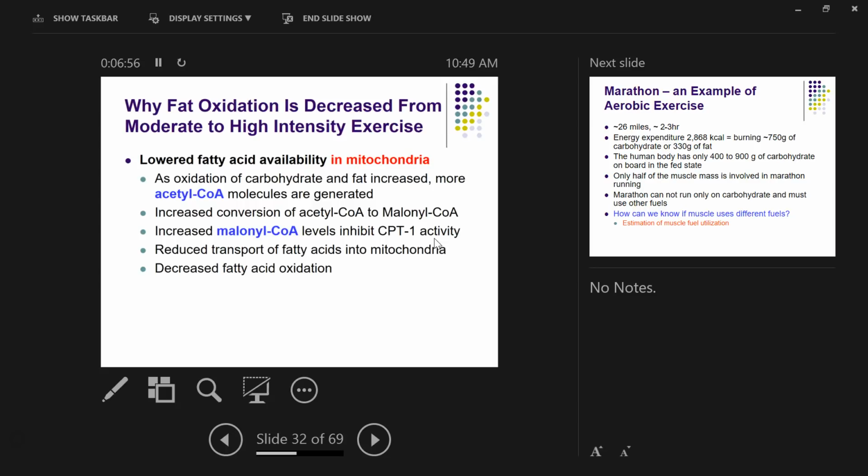So malonyl-CoA levels actually gradually increase, right, as the exercise intensity increases. So malonyl-CoA, it's the same mechanism, right, as we described in the last slide, the diagram. So malonyl-CoA levels increase, and this increase will inhibit CPT1 activity, right? So then we'll reduce fatty acids transported from cytosol into mitochondria. So this decrease is the reason for why the fat oxidation is decreased when intensity of exercise increases, right?